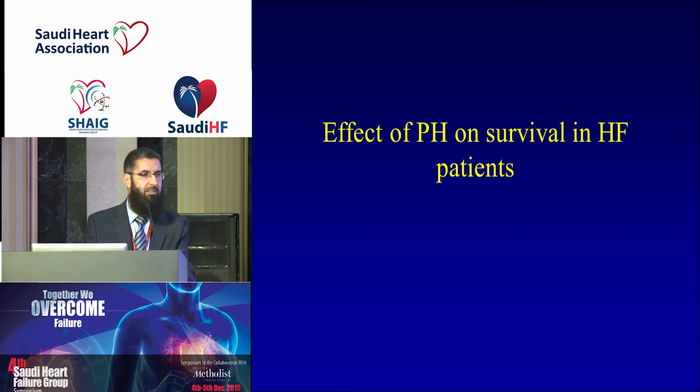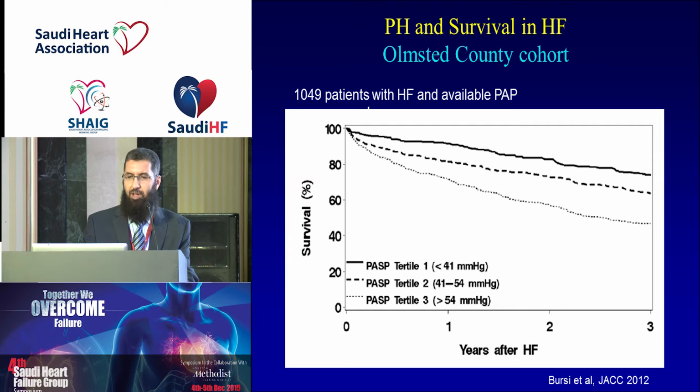Now, does it mean anything if you have a patient with increased pulmonary pressure? Does it predict outcome or not? Several studies have looked at this. This is, again, from Olmsted County, the Mayo group. They looked at over 1,000 patients, combining both HFpEF and HFrEF, and the median PA pressure was 48 millimeters of mercury. When they divided their patient population into tertiles, there was a gradient in terms of mortality: the more severe the pulmonary hypertension, the worse the outcome.